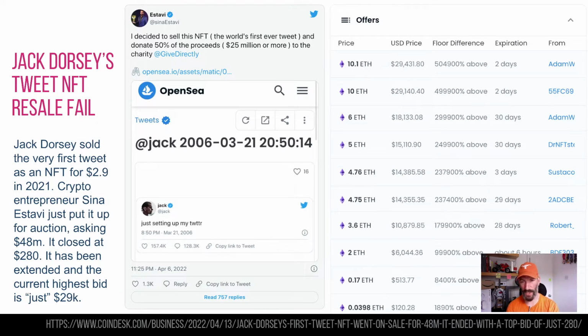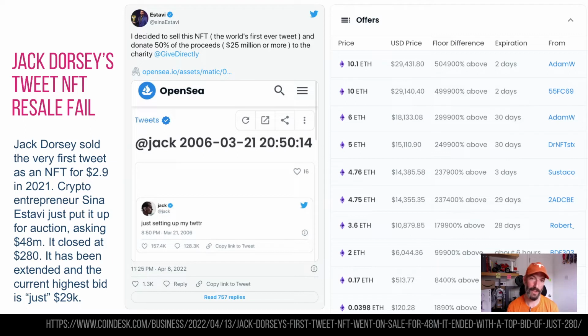So this is Jack Dorsey's first ever tweet. Jack Dorsey set up Twitter. He sold his tweet as an NFT last year for $2.9 million. That was bought. He gave all of that to charity, so good on you, Jack. The person who bought it put it up for sale last week wanting $48 million for it, so looking to make nearly $45 million profit out of that, of which he was going to give half to charity, which I think is, given the circumstances, great, but you could have been a bit more generous maybe.